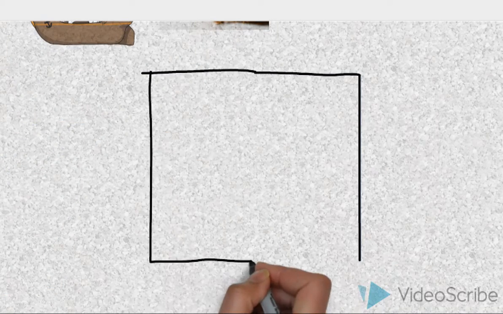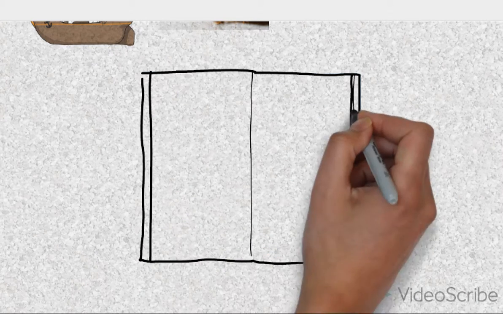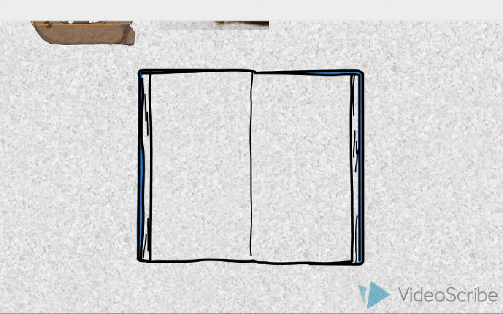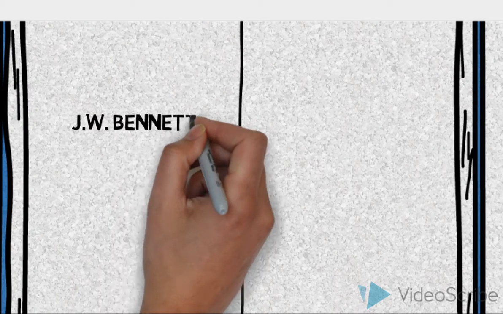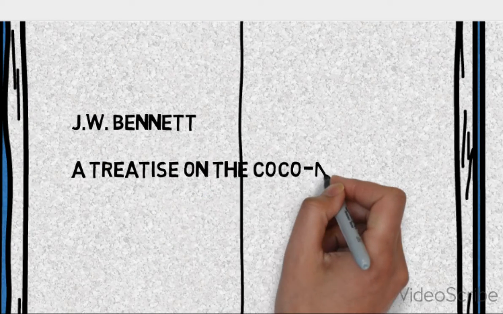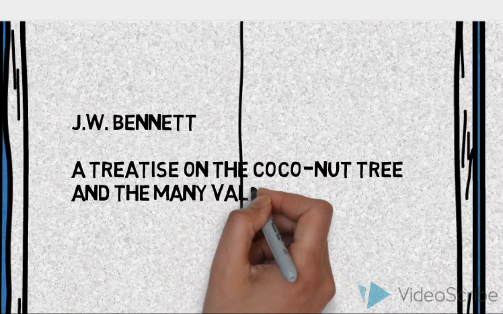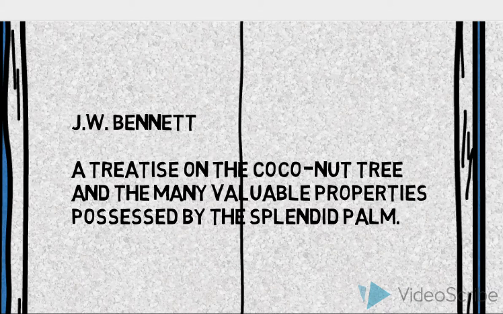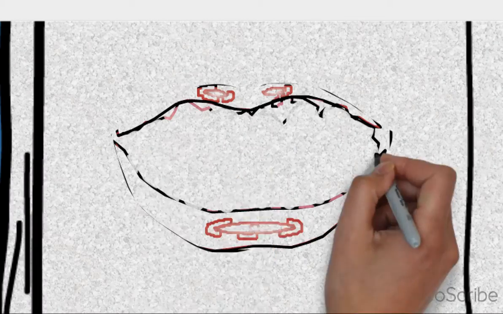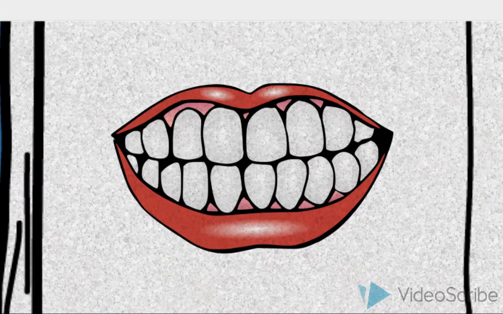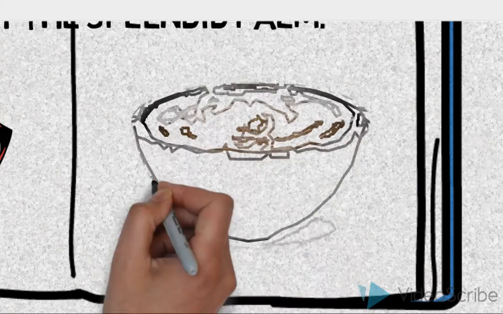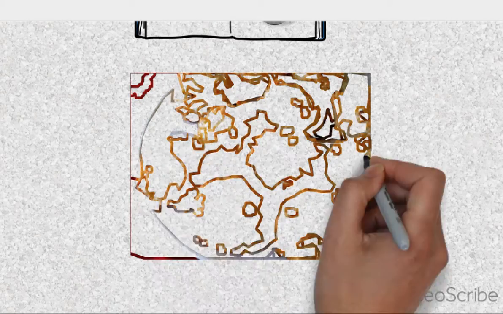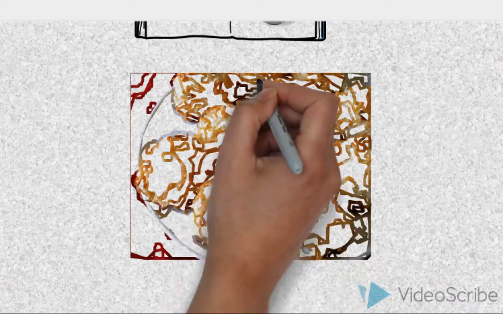repairing ships. A significant event that increased consumption in non-tropical habitats was when Englishman J.W. Bennett's work titled A Treatise on the Coconut Tree and the Many Valuable Properties Possessed by the Splendid Palm was published. He highlighted the health benefits of consumption as well as other uses, such as utilizing the root for medicinal purposes, using the charcoal from the shell as a tooth cleanser, and removing wrinkles with coconut water. This, paired with a blossoming European pastry business, made the coconut highly desired.